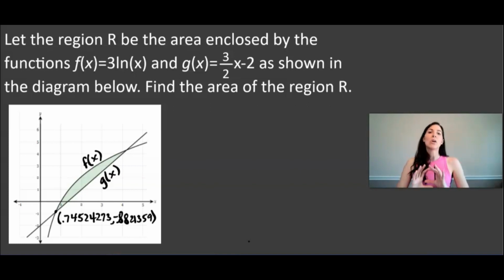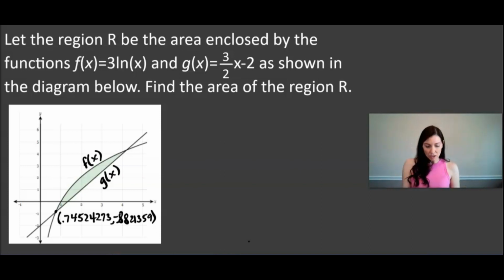And notice I have kept all the decimal places because I don't want to round until my very final answer. If I just put 0.7 or 0.74, 0.75 for the x coordinate, well then your final answer is going to be off a little bit. So in this case, just a little tip, I would write out all the decimal places of that intersection point.